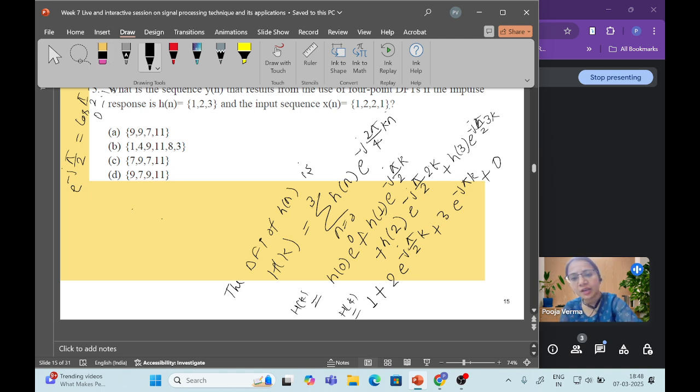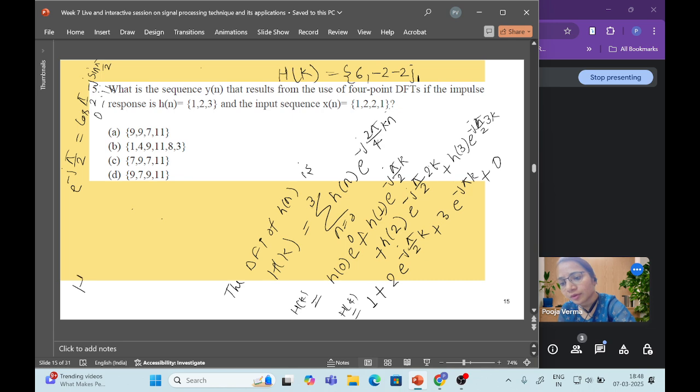Now we have calculated h of 0, h of 1, now h of 2. Similarly, we have calculated h of 2. Now put k is equal to 2 in this equation. So 1 plus 2 e to the power minus j pi. Okay, so 2 and 2 will cancel out, that's why 2 pi, plus 3 e to the power, that is we are taking k is equal to 2, so e to the power minus j 2 pi.